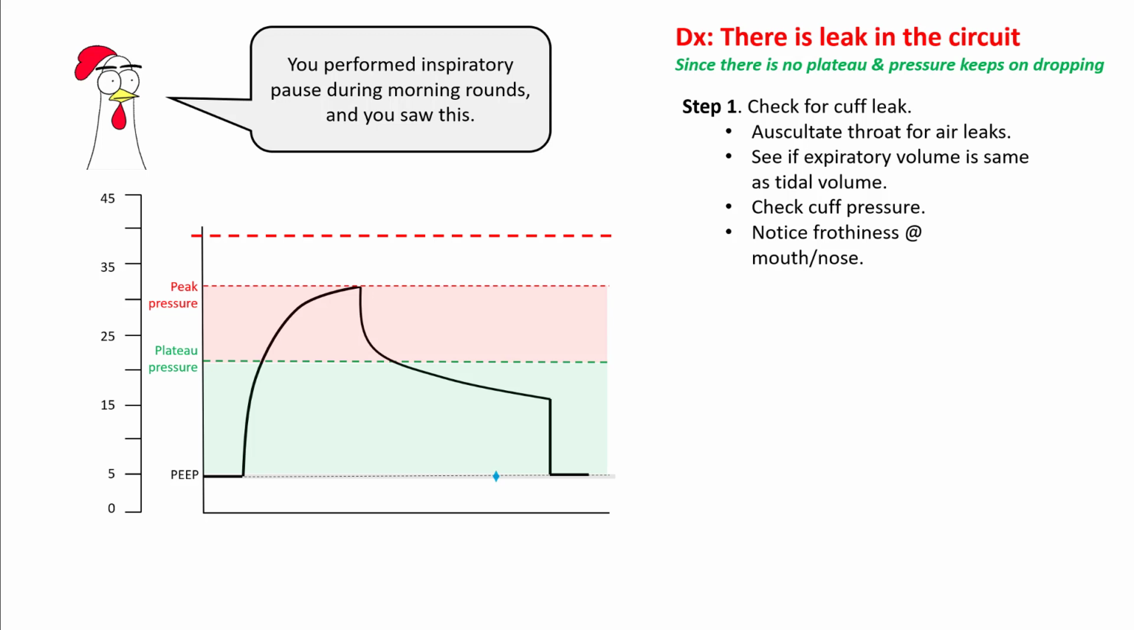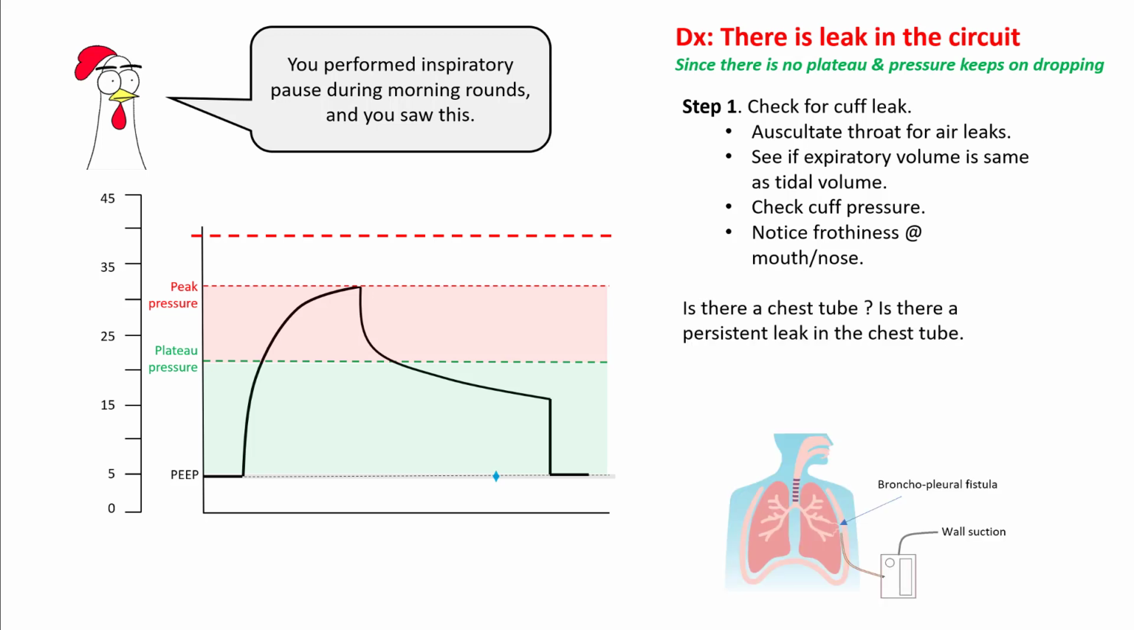You can also look at the expiratory volume on the ventilator and see if it is lower than the tidal volumes that you are giving the patient, and the difference will give you the amount of air that is leaking. Check the cuff pressures, and clinically you can sometimes notice frothiness in mouth and nose that is coming from cuff leak. Second thing to look for is if there is a chest tube.